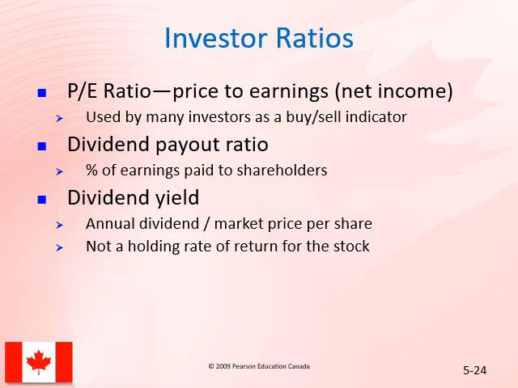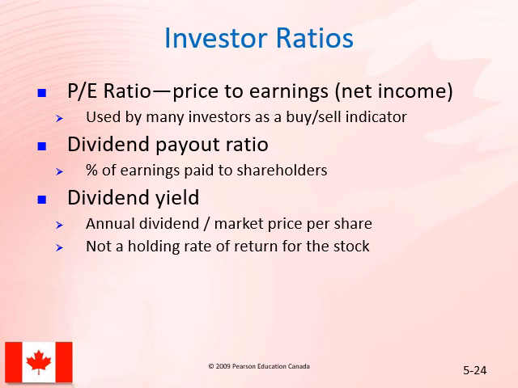Some investor ratios that we like to look at before making an investment decision. First is our PE ratio, or price to earnings. This is the price divided by our net income, and many investors use this as an indication whether they should buy or sell a stock. You want your price to earnings ratio to be high. However, there are certain scenarios, which we'll talk about in the coming weeks, where it may be decreased and would not be terribly concerning.